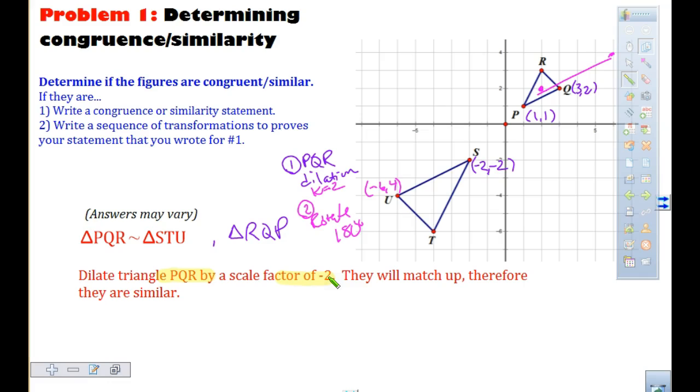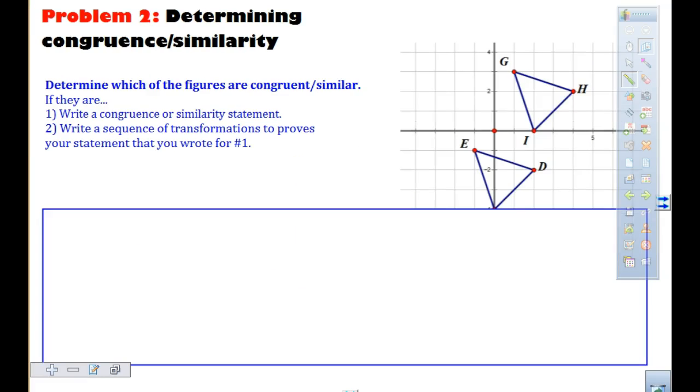I don't care how many steps it takes you to get there, right? So on the quiz today, what I'm looking for is that it just has to map. Whatever you tell me you did, it has to work if I would actually do those steps, okay? All right, look at the next page.